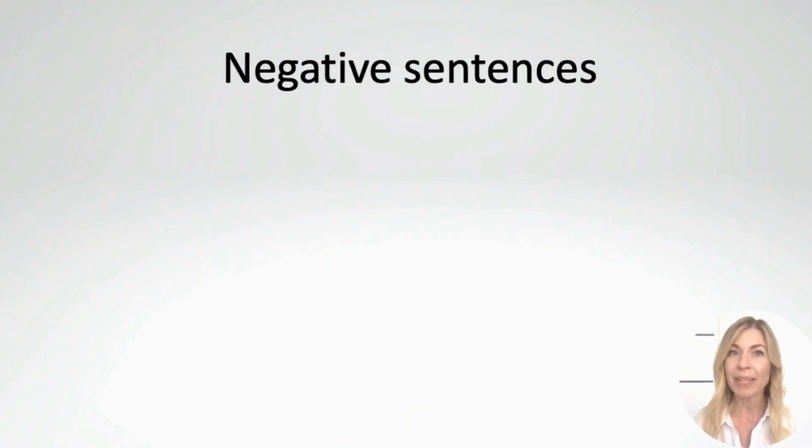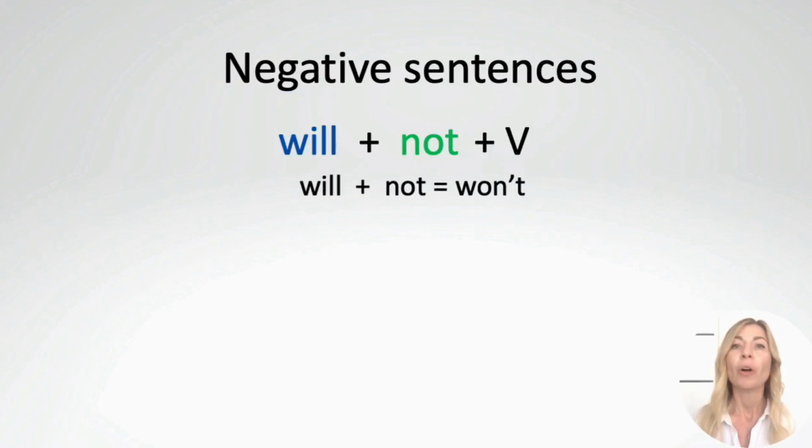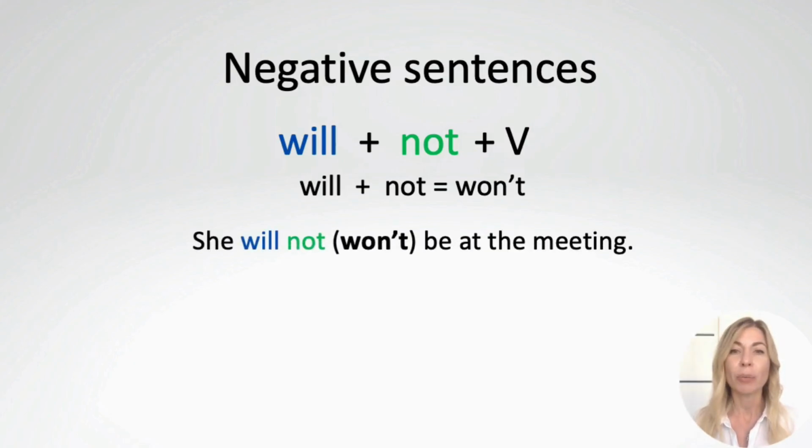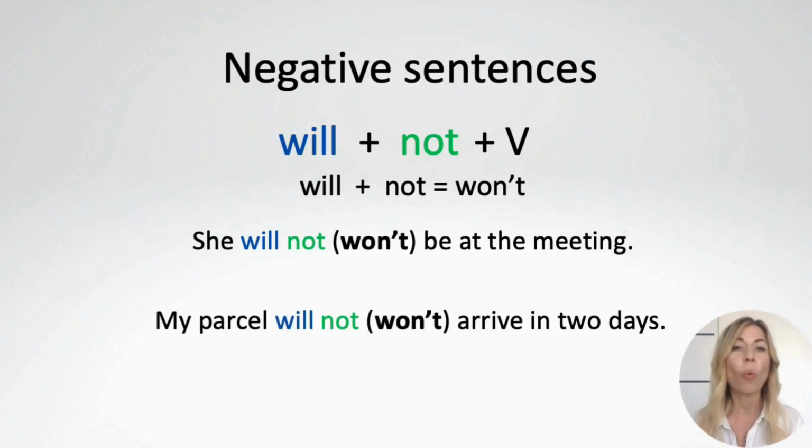To form negative sentences, you need to add a negative word not after will. So, the shortened form sounds won't. Will not is won't. As in this example, she will not be at the meeting, or she won't be at the meeting. My parcel will not arrive in 2 days, or my parcel won't arrive in 2 days.